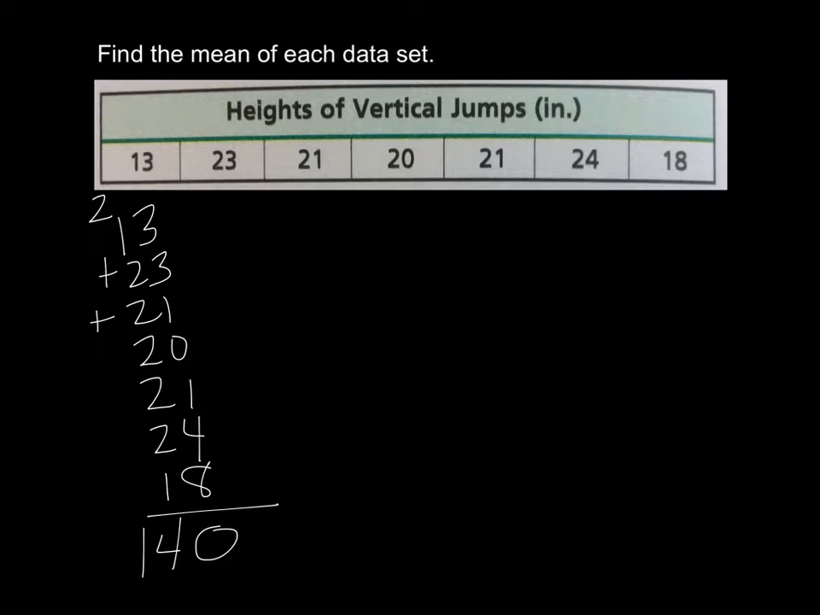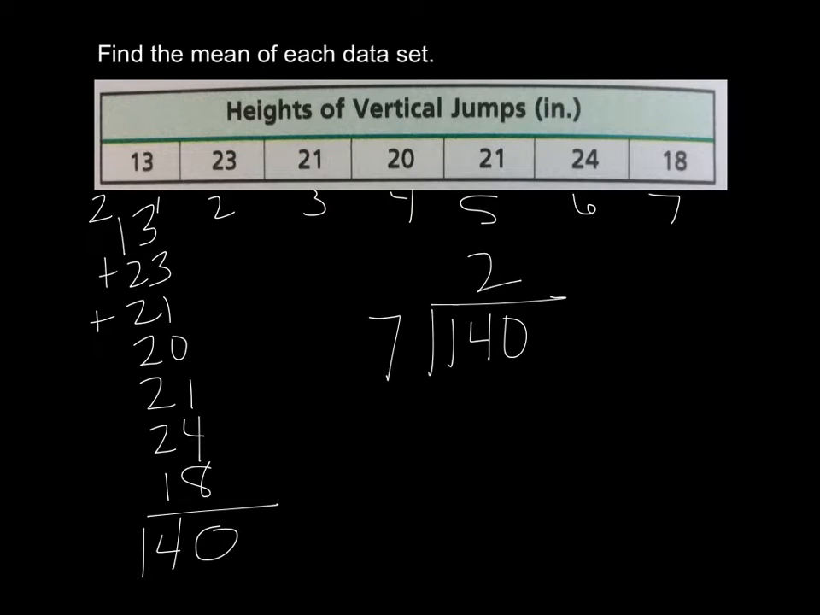So I got 140 when I added them all up. So that's my first step, add them all up. And then I count how many numbers I added up. 1, 2, 3, 4, 5, 6, 7. There are 7 numbers in my data set. So I would do 140 divided by 7. 7 goes into 14 twice exactly. So 7 goes into 0 zero times exactly.